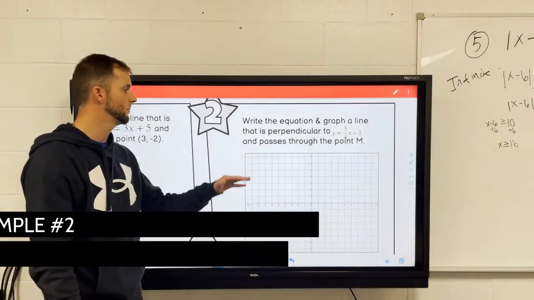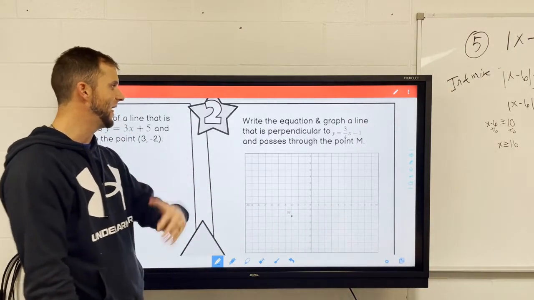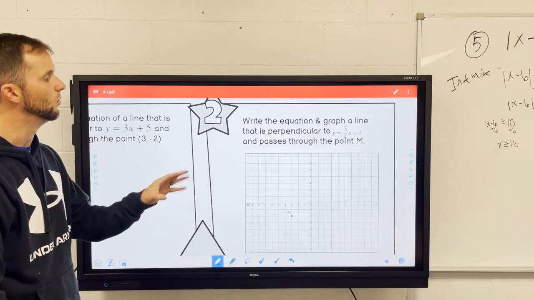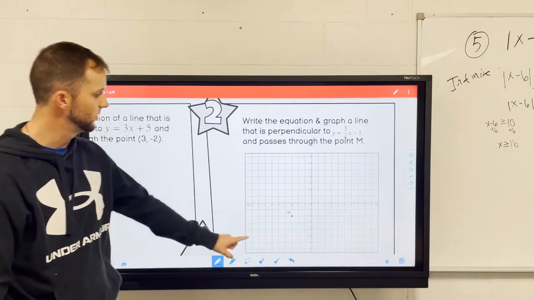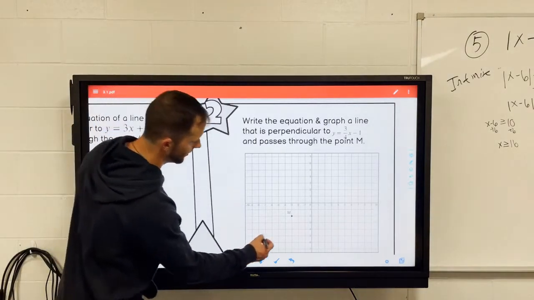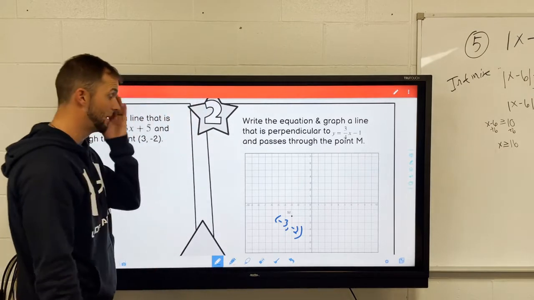All right, guys, look at example number 2. It wants you to write the equation and graph a line that is perpendicular to y equals 3/4 x minus 1 and passes through the point M. So right now, just go ahead and look. Point M is going to be -3, -2. So that's going to be my point I need.